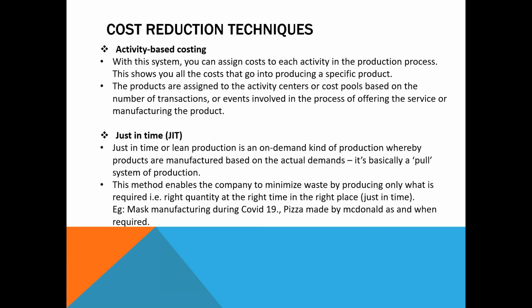Just in time. As everybody knows, just in time is a lean type of production which is produced on demand, and it is a pull system. Like I earlier said, masks were produced just in time so that they came into the market and the youth population could be covered with those masks. This method enables the company to minimize waste by producing only what is required. Like I already said, masks manufactured during COVID, or pizza made by McDonald's. These pizzas are made only when there is an order. The raw material is ready, but they are not cooked. They are cooked only when the order comes. So this is called just in time.